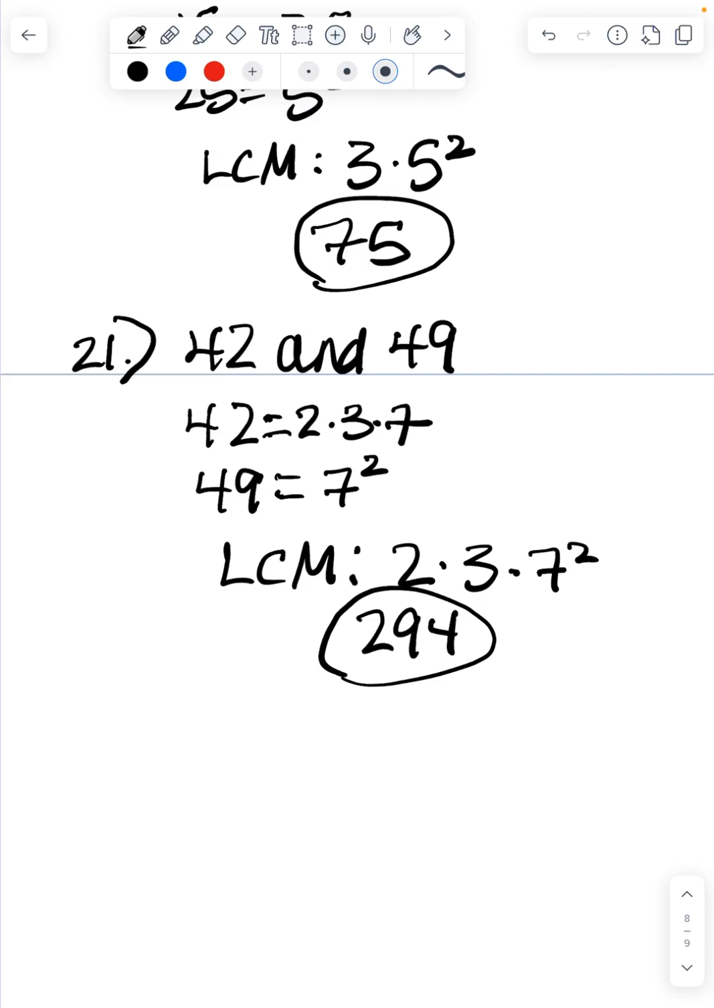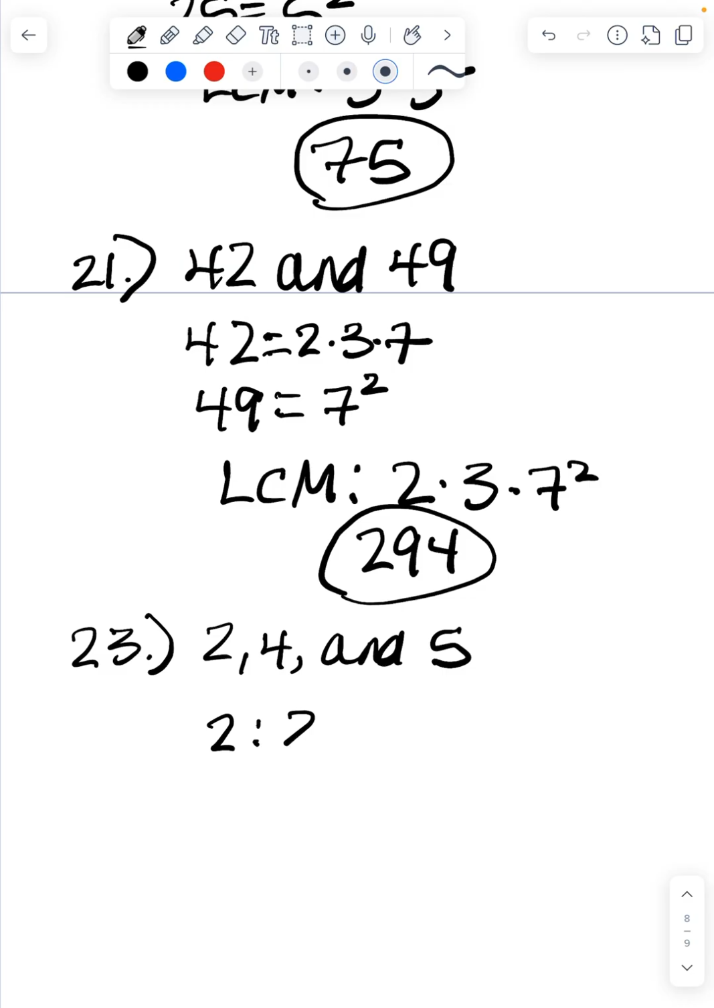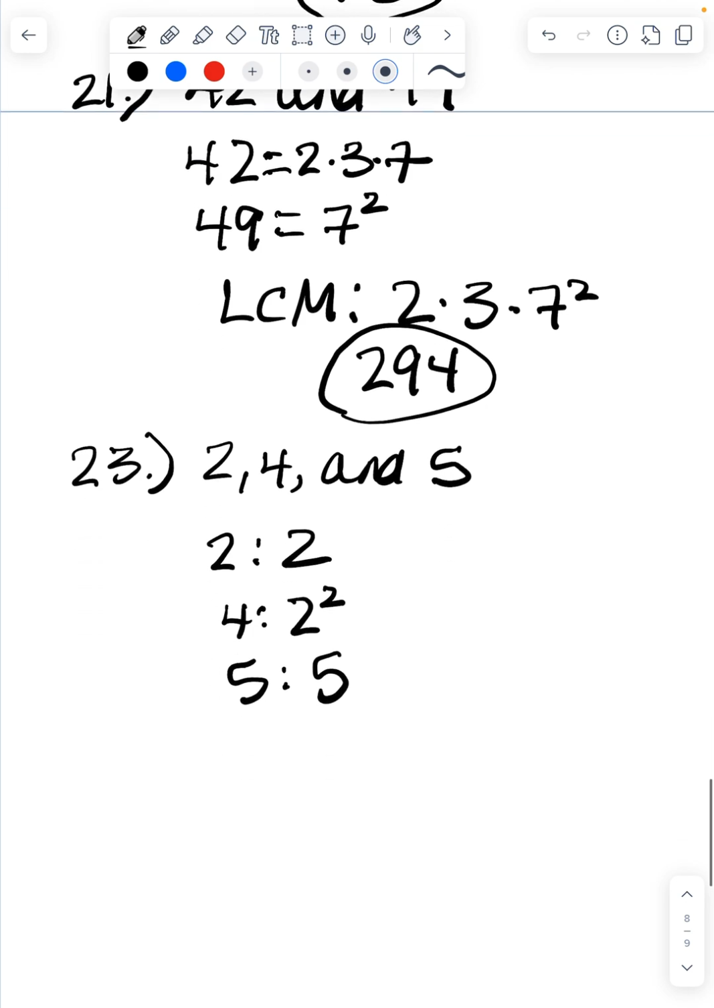Number 23, use prime factorization to find the least common multiple of the given numbers. So we're checking 2, 4, and 5. All right, so for the 2, it's just 2 because that's prime. For the 4, it's 2 squared, and for the 5, it's just 5. So that means our LCM is going to be 2 squared times 5, or 20.